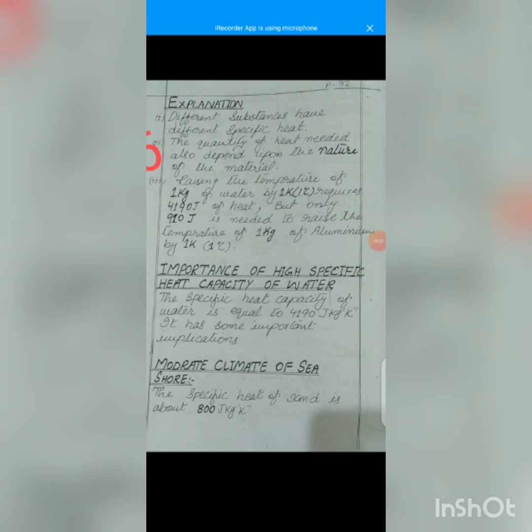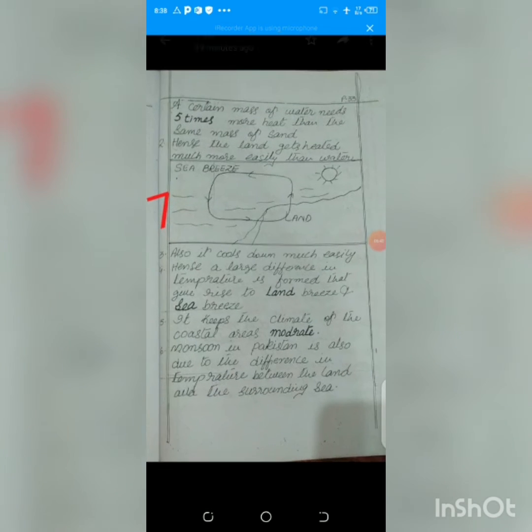Importance of high specific heat capacity of water. The specific heat capacity of water is equal to 4190 joule per kilogram Kelvin. It has some important implications. Moderate climate of the sea shore: the specific heat of sand is about 800 joule per kilogram Kelvin. A certain mass of water needs 5 times more heat than the same mass of sand.